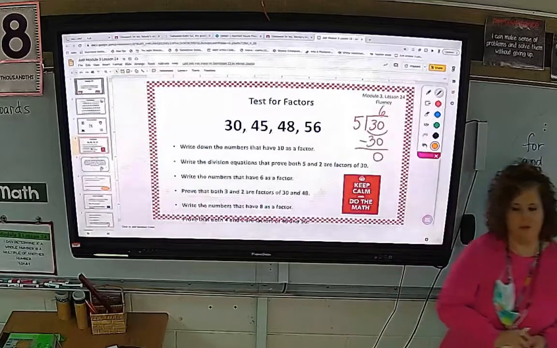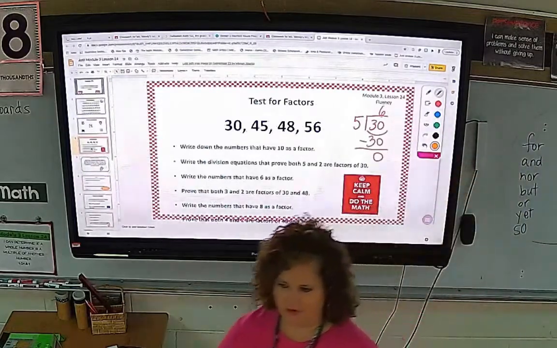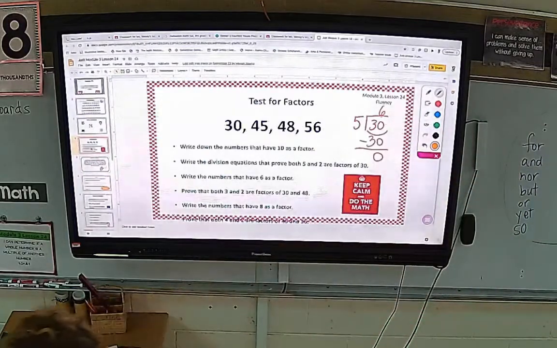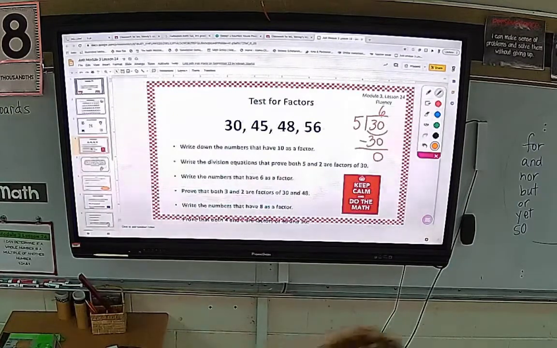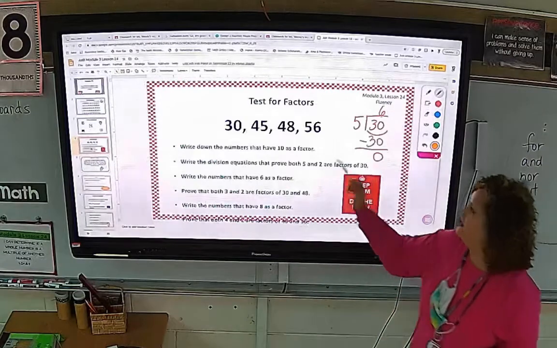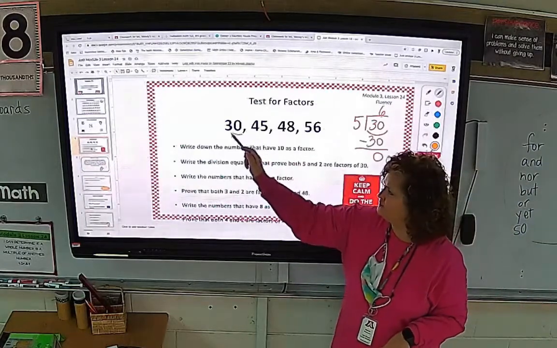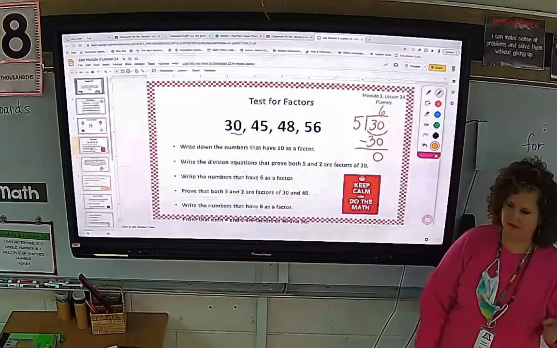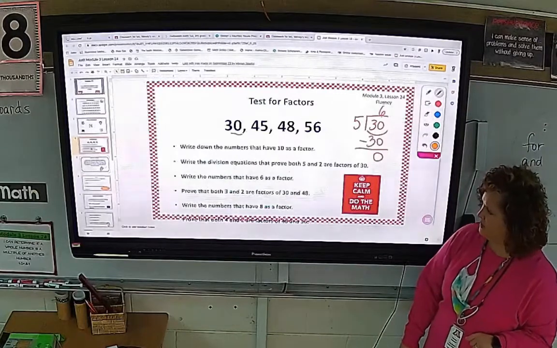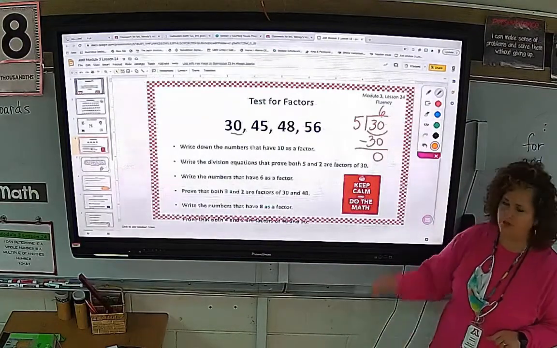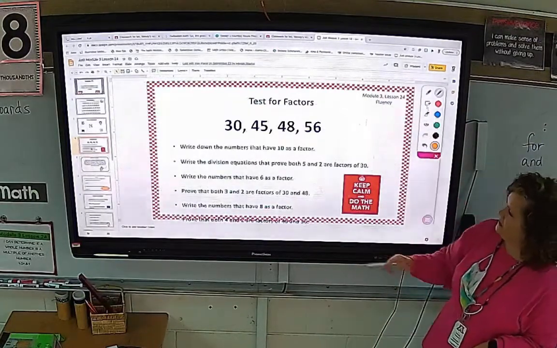But could you have known that 5 was a factor of 30 without even doing all of that? Why? What do you remember? Okay, 5 is a factor of any number that ends in a 0 or a 5. We talked about that last week too. Okay, let's just do 1 or 2 more of these.